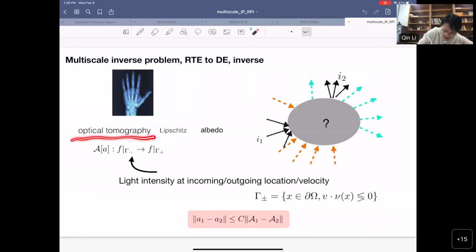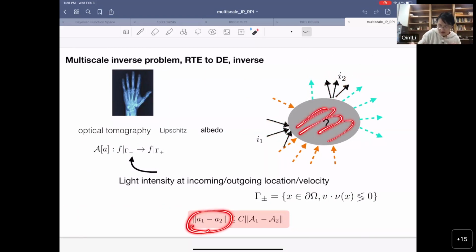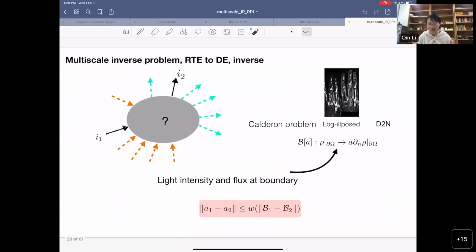So optical tomography: I send the laser light in and I collect the laser light out. So I have this incoming-to-outgoing light information for my reconstruction of the media. This reconstruction is linearly stable. If you have a perturbation in the data, let's say 1, then this 1 gets magnified by a constant in your reconstruction. So this is very small.